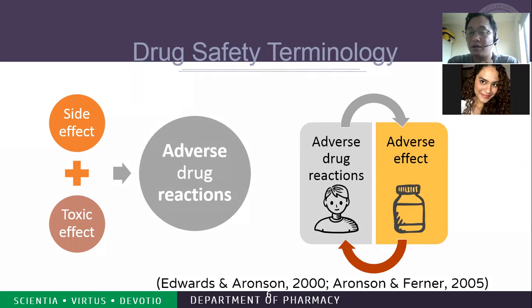So the reactions that occur in the patient, and for the adverse effect, we can see it through the product. If we see it from the point of view of the product, we can say adverse effect, and from the patient, we can call it adverse reactions or adverse drug reactions. So we already have side effect, toxic effect, adverse reaction, and adverse effect. I'm hoping that you are not confused by these terms because we have more terms to come.